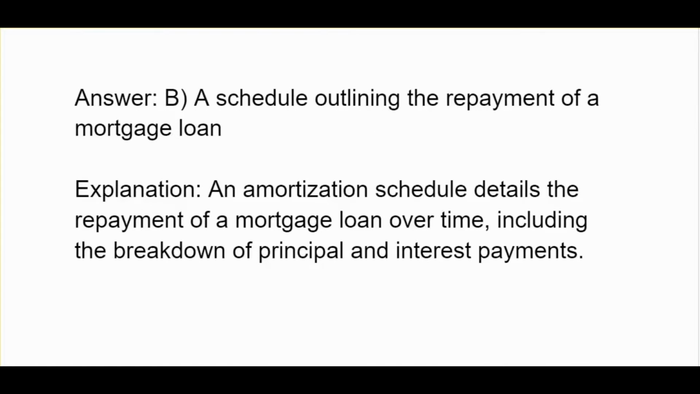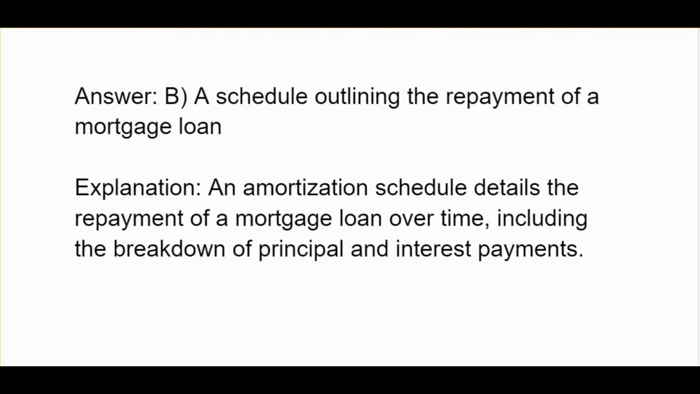B, a schedule outlining the repayment of a mortgage loan. An amortization schedule details the repayment of a mortgage loan over time, including the breakdown of principal and interest payments.